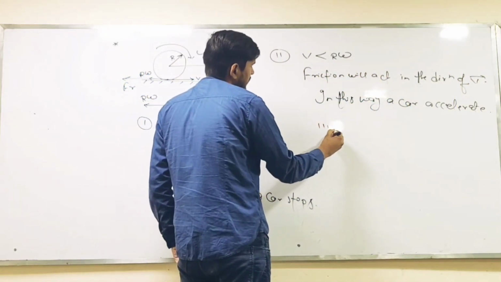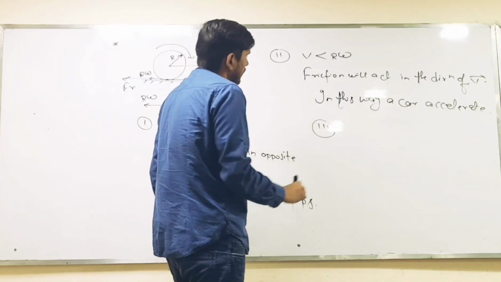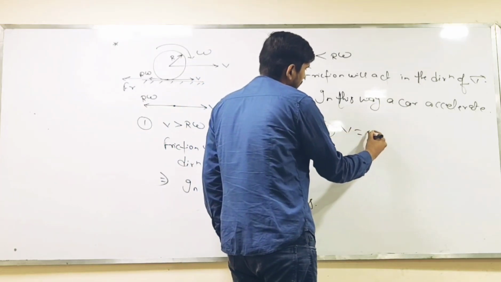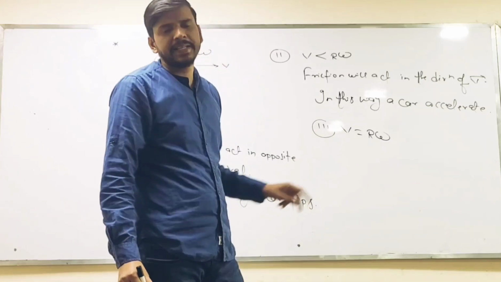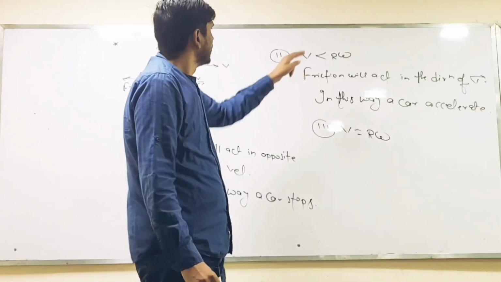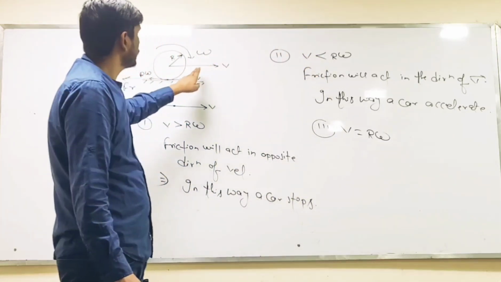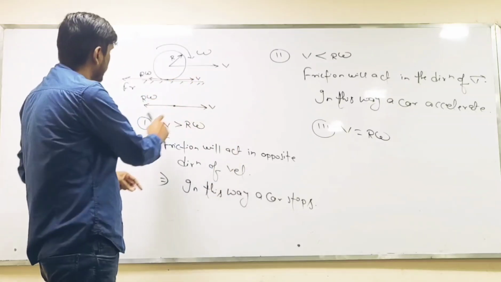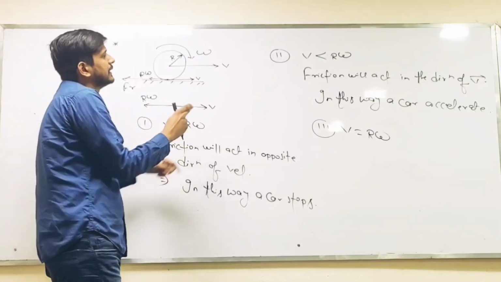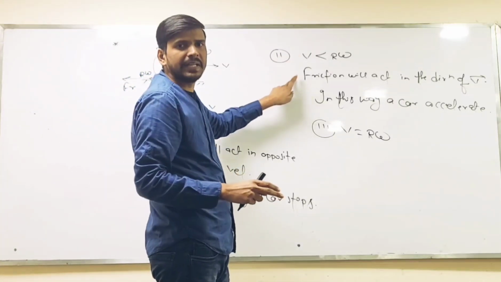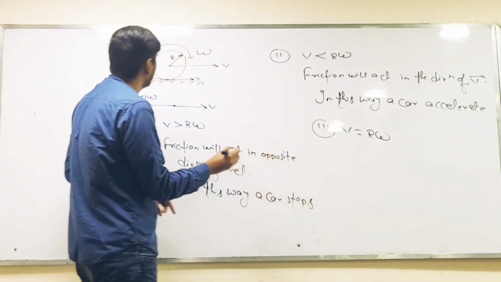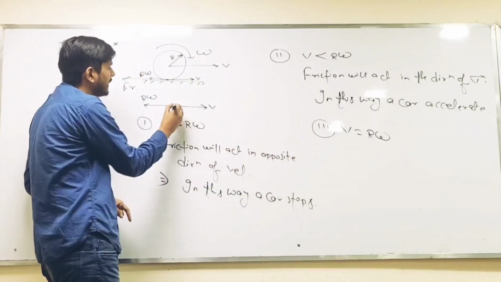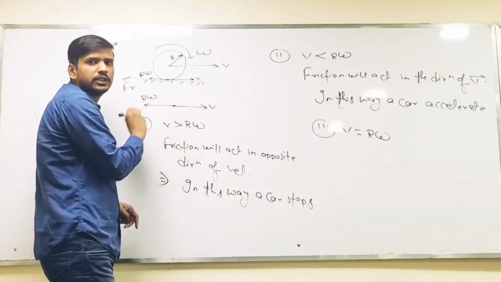And third case is v is equal to r omega. This is case of pure rolling motion. In first case kinetic friction will act, in second case kinetic friction will act, but in third case a static friction will act, because when v equal to r omega, this point has resultant velocity 0.